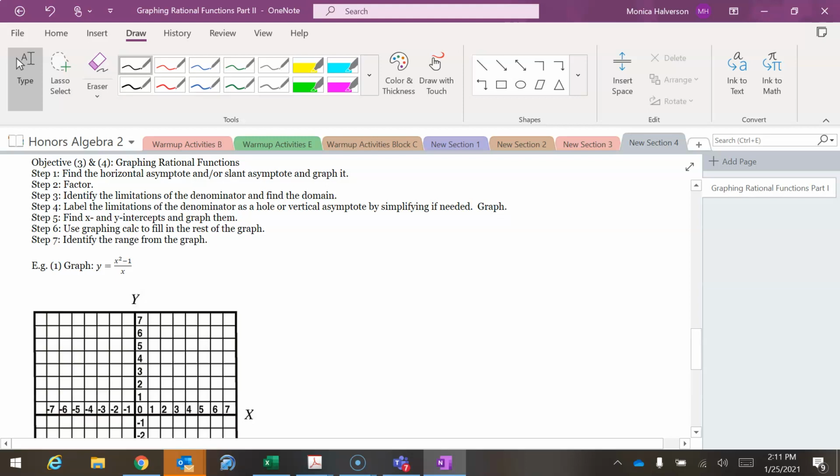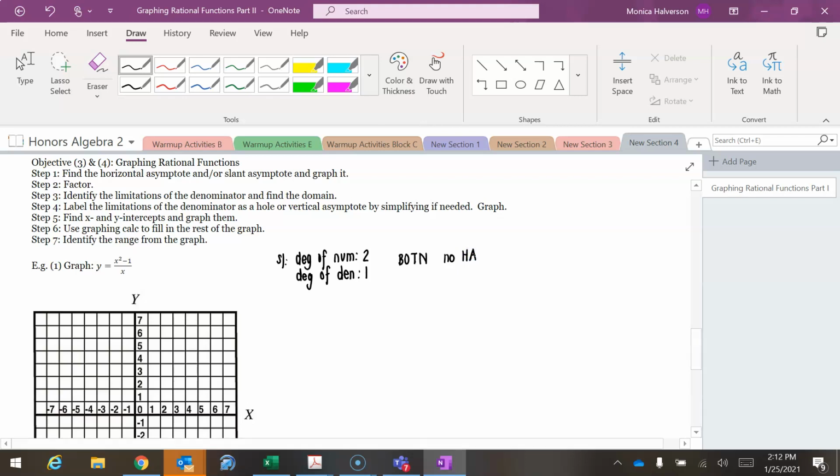Let's graph y is equal to x squared minus 1 over x. So the first thing you're going to do is identify whether it has a horizontal asymptote or whether it has a slant asymptote. So we're going to look here and we're going to say, all right, the degree of the numerator is 2. The degree of the denominator is 1. So we have bigger on top. So there is no horizontal asymptote.